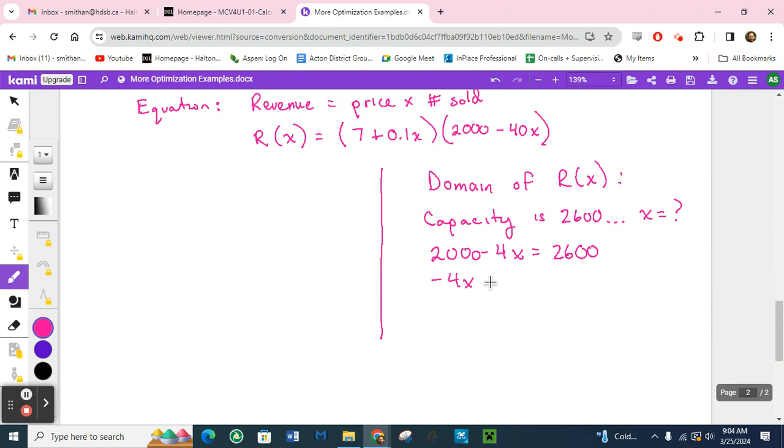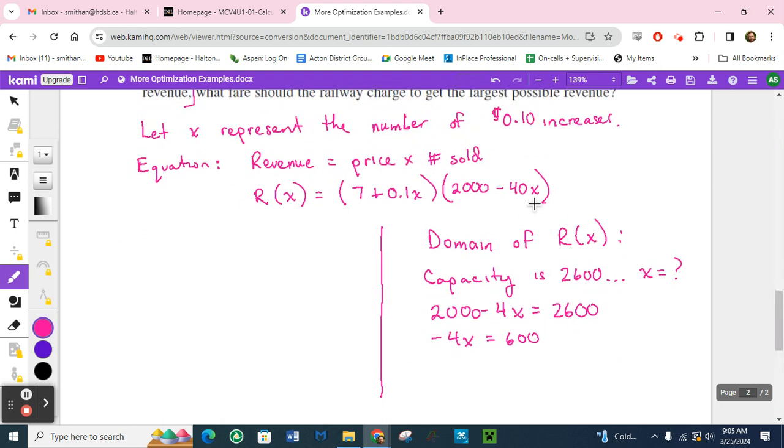Minus 4x equals 2,600 minus 2,000. That's 600. Oh, okay, that's okay. I caught it. You guys, again, you can tell me when I do something wrong. It's 40x. I put 4x, right? Yeah, 40 is not equal to 4.